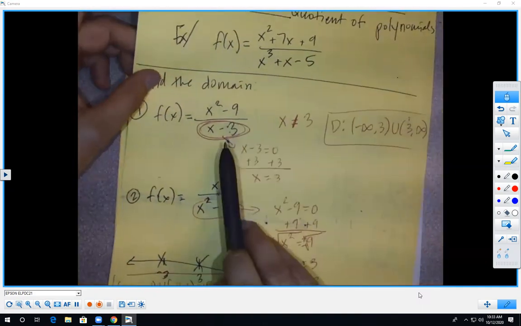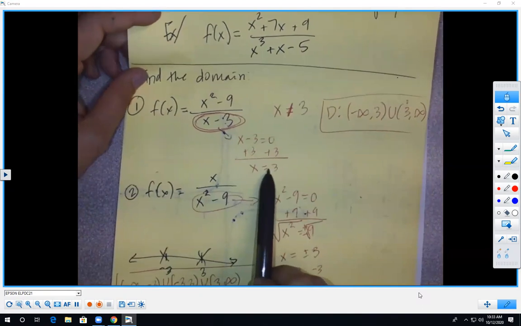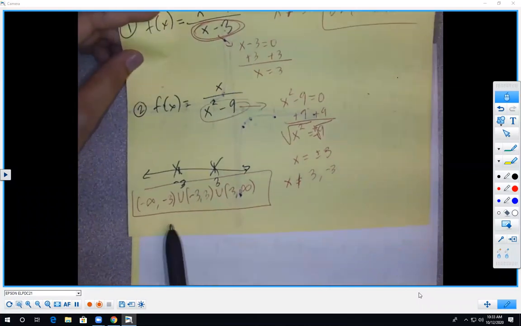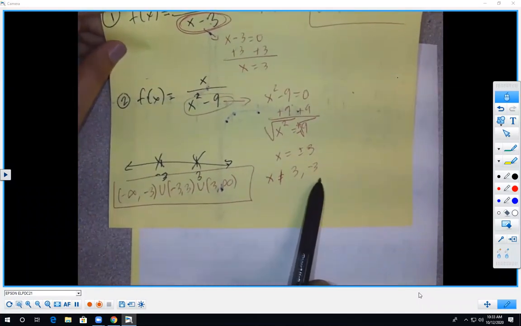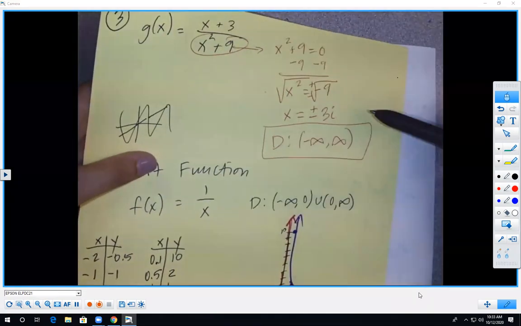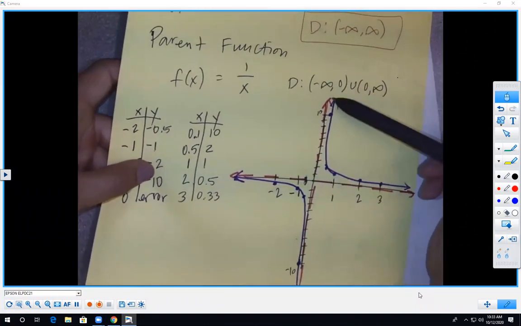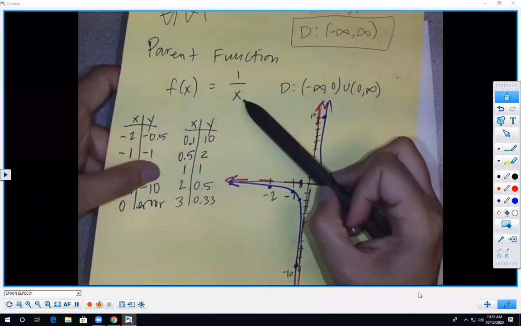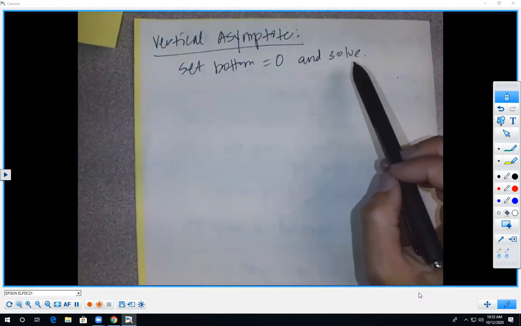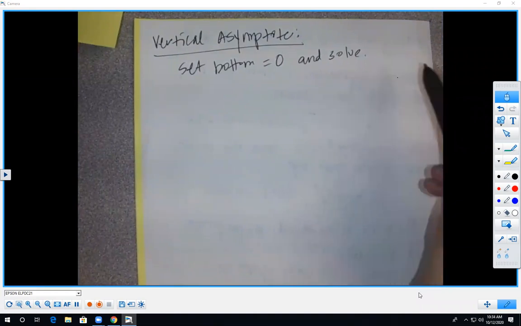Like that first problem we did, the vertical asymptote here is 3, because my domain is restricted at 3. For number 2, my vertical asymptotes were +3 and -3. For number 3, we didn't have a vertical asymptote. That was just a weird problem, but I wanted to show you what happens with the weird problems. For this one, the parent function, the vertical asymptote is 0. When you set the bottom equal to 0 and solve, you just have x equals 0. So your vertical asymptote is always the restriction on your domain. You just set the denominator equal to 0 and solve.